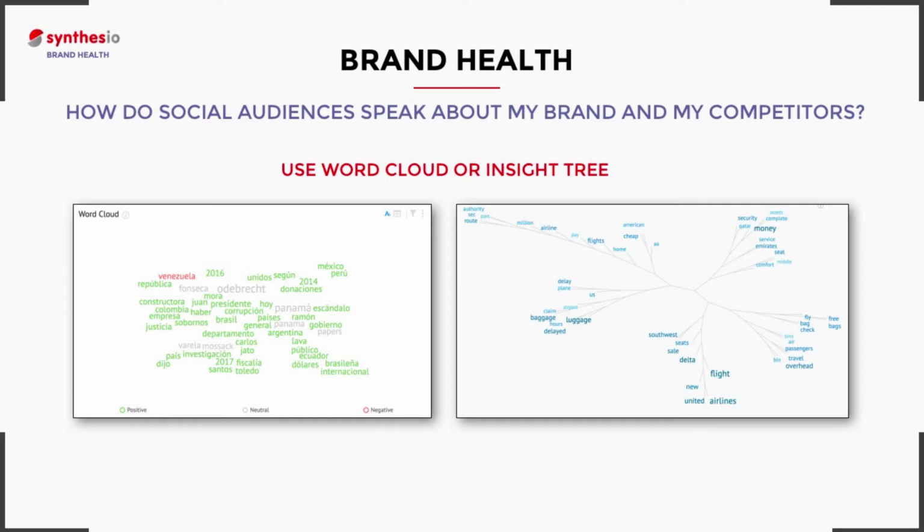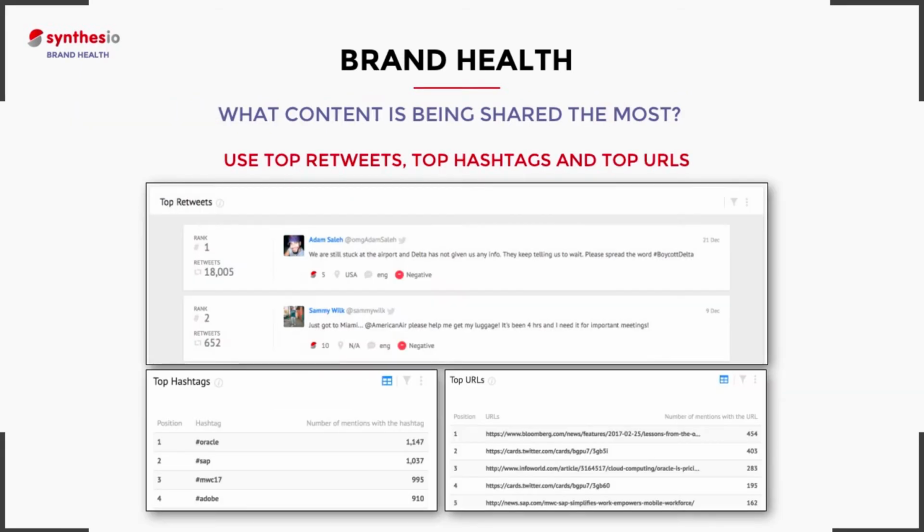Leverage Synthesio's natural language processing with word cloud and insight tree widgets to gain top-level insights on big data sets. See which words occur most often within your conversations, as well as which words are frequently used together. Click on the word to see the mentions driving the trend. Understand the content that people are sharing the most online by using top retweets, top hashtags, and top URLs widgets. Take advantage of filtering here to pivot your data based on the audience that you want to measure.